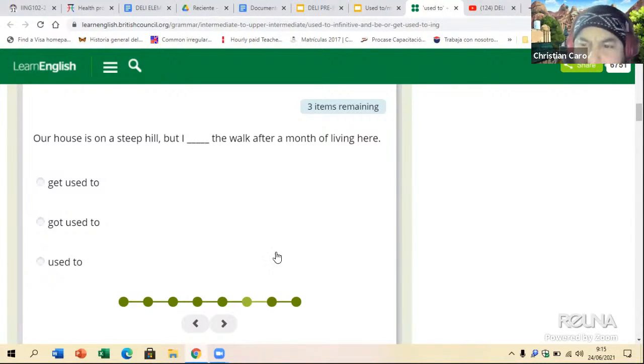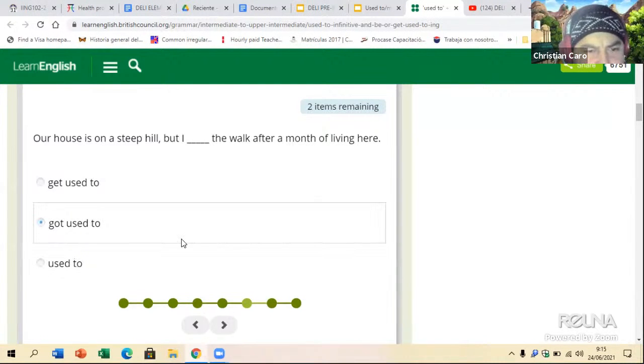Dice Catalina Martinez, number 2. Tomás Vega, number 2. Everybody agrees with number 2. Vicente, Game of Thrones. All right. Okay, we got 3 people. Tania, got used to. All right. There you go. I'm going to mark this one.